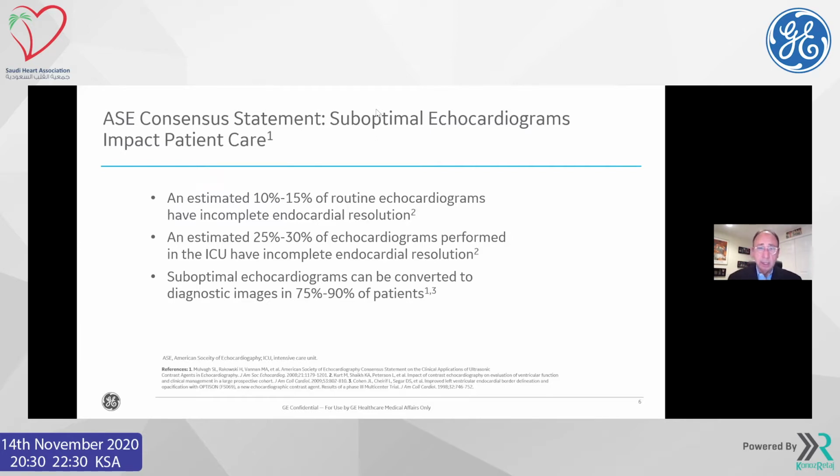You can't see. So the suboptimal echoes, when you use the agent, can be converted to diagnostic images in about 75 to 90% of the patients. That's a big number when you think about it. So I know that Dr. Sammy is going to show some, and Dr. Amen will show some interesting cases of how you can see that conversion, but it helps so much in the resolution and the outcome of that patient and also the decision making as well.